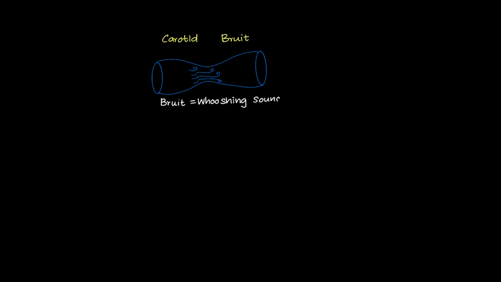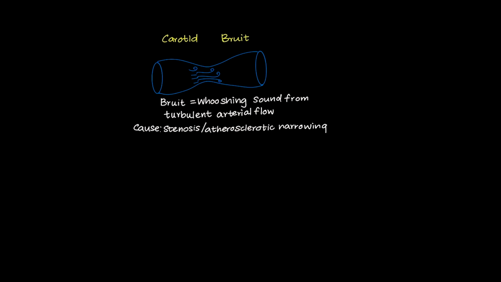This question is about a specific finding during cardiovascular assessment, a whooshing sound heard over the carotid artery. That sound has a name, bruit. A bruit is a whooshing or blowing sound you hear when you auscultate over an artery, and it tells you there's turbulent blood flow inside that vessel. The most common cause is atherosclerotic narrowing or stenosis. Blood flowing through a narrowed artery creates turbulence, and that turbulence produces the whooshing sound you pick up with the bell of the stethoscope. Now the distractors.